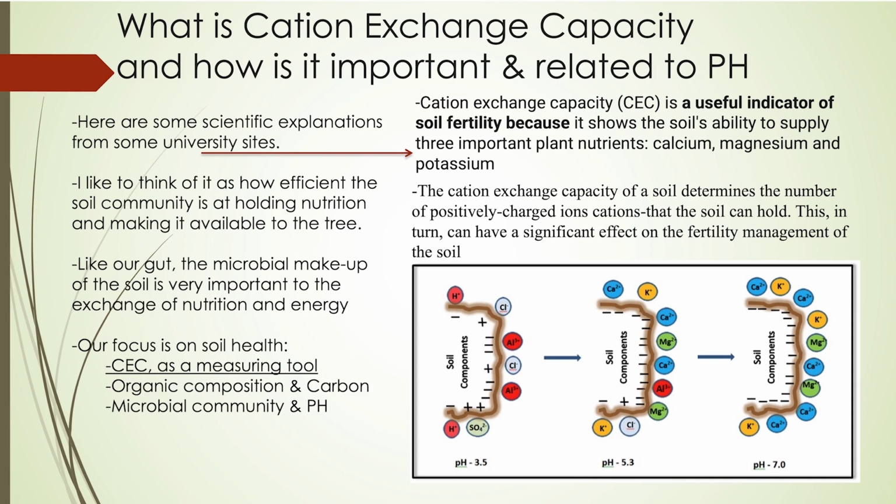Our focus on soil health is CEC as a measuring tool, getting organic composition and carbon back into the soil, available carbon back into the soil, and the microbial community and pH. So on the left there, you can see the cation exchange capacity at pH 3.5, 5.3, and 7.0. This is actually off one of the university websites. I'm not sure which one, but anyway.